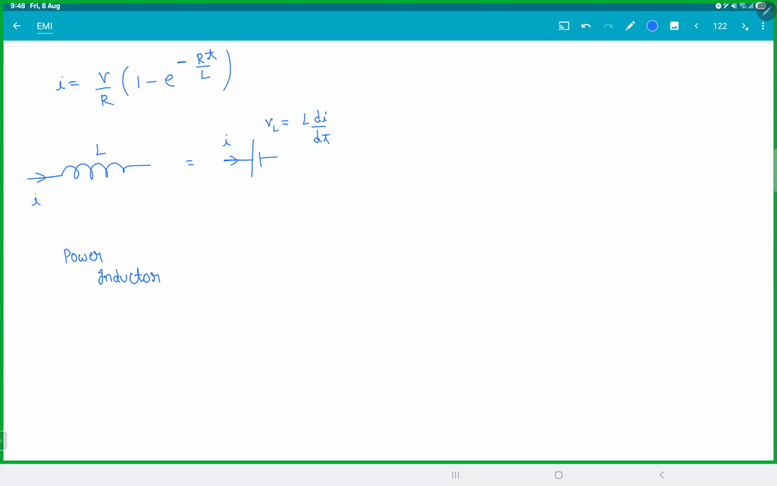Power of a capacitor, power in a resistor. I square R was a special case for a resistor. So power in an inductor is voltage in the inductor into current in the inductor. Voltage is L di by dt. Di by dt will be V by R into R by L e power minus RT by L. Current will be V by R into 1 minus e power minus RT by L.